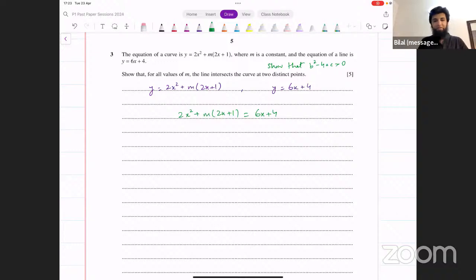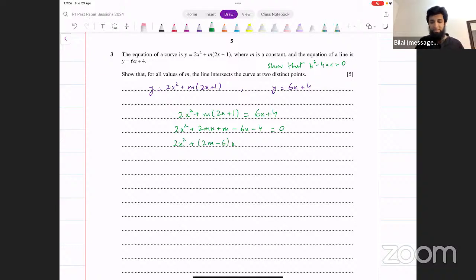Now what we do is we take everything to one side, and that gives us 2x squared plus 2mx plus m minus 6x minus 4 equals 0. And now we write the like terms together. We only have one x squared term, so that's 2x squared. There are two x terms. We've got 2mx and minus 6x. What we do is we take x common, and that leaves us with 2m minus 6 inside.